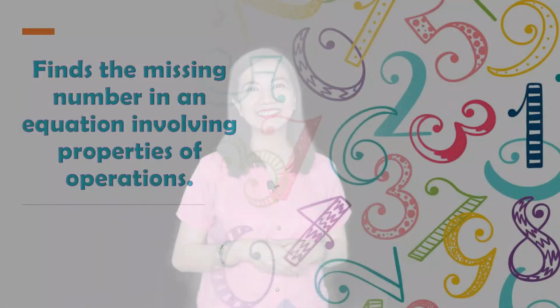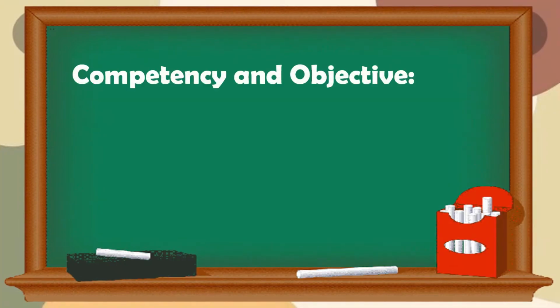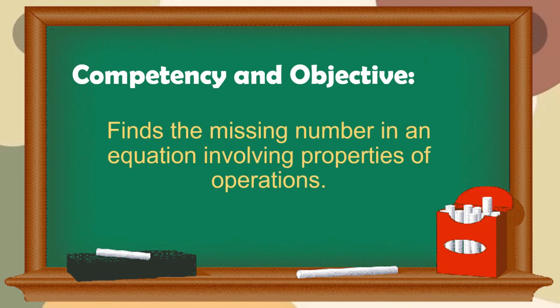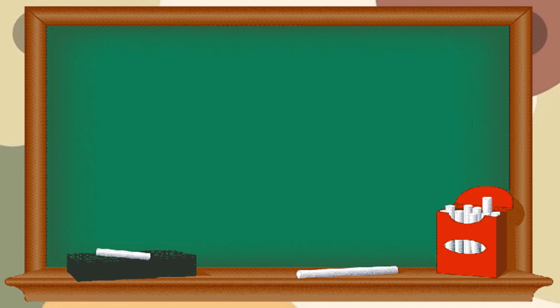For today's lesson, I will be discussing finding the missing number in an equation involving properties of operations in Mathematics 4, Quarter 3, Week 5. Are you ready? At the end of the learning episode, you are expected to find the missing number in an equation involving properties of operations. Before we start, let us first unlock the meaning of the different terms we are going to use in this lesson.